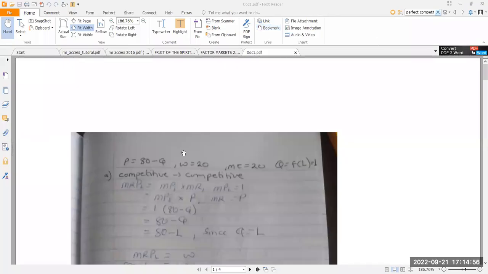Okay, so let's just use this example. We've been given the function as P equals 18 minus Q.